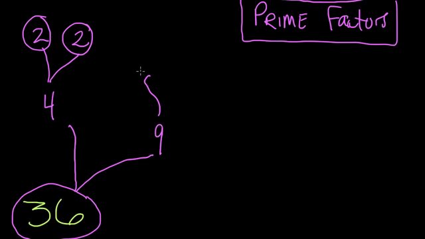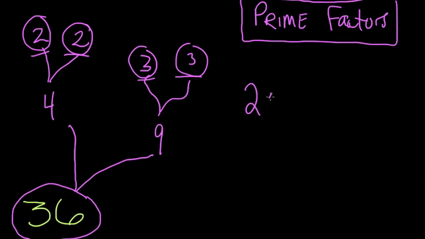9 can be split into 2 prime factors, 3 and 3. So now I have this. This means that 36 can be thought of as 2 times 2 times 3 times 3, but they want this in exponential form.